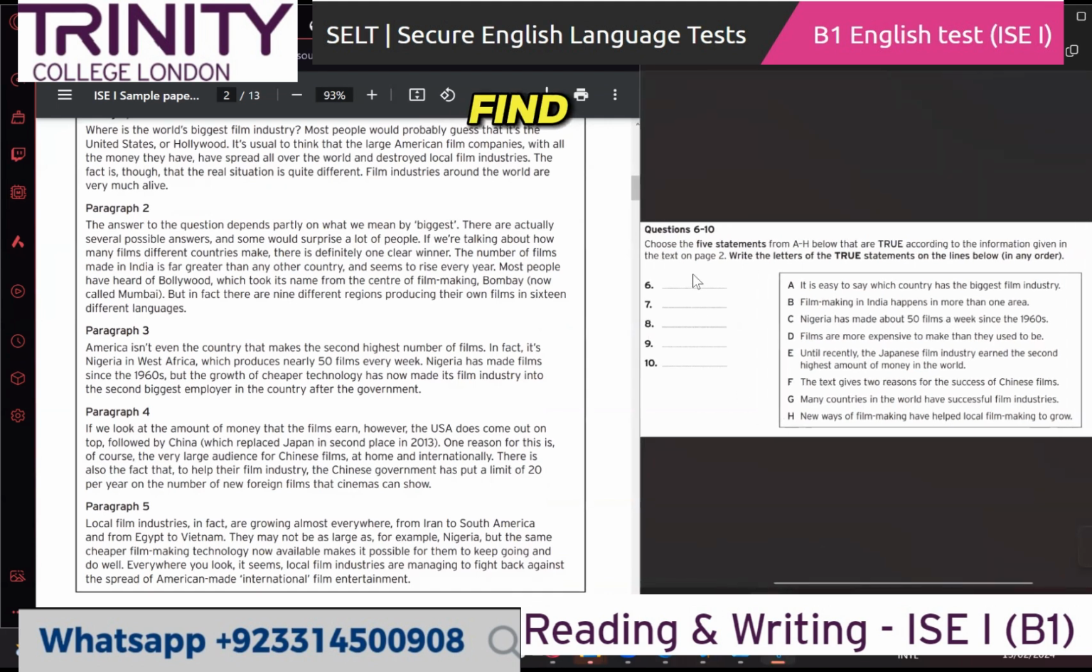Now, find the statements and write me the answers secretly on WhatsApp. You can write the answers, but of the 5, you just need to get 3 marks correct. Even if you get 3, that's enough.